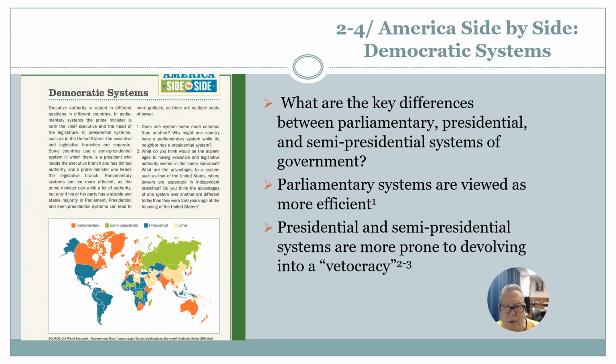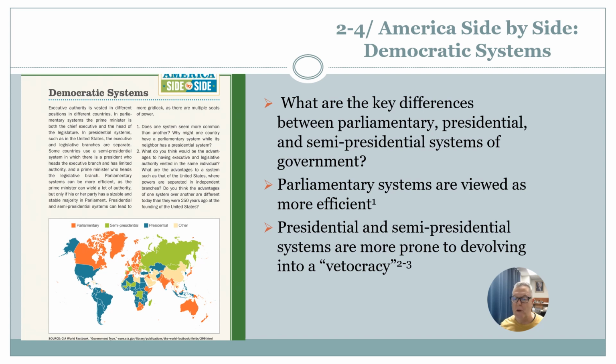America side by side, what are the key differences between a parliamentary, presidential, and semi-presidential system? I mean, if you think about it in simple terms, and you guys can take a look at this slide in your spare time, it's in the text. A parliamentary system is basically a system where the government emerges out of the legislature. Whichever party or coalition of parties achieves control, achieves a majority, they form the government. The executive, the prime minister, if you will, emerges out of the legislature.